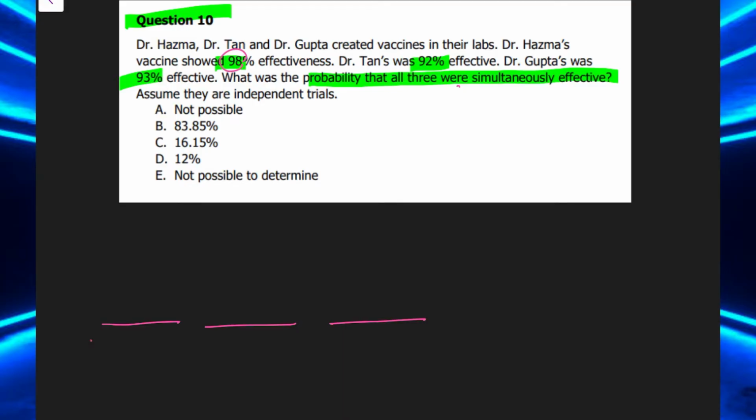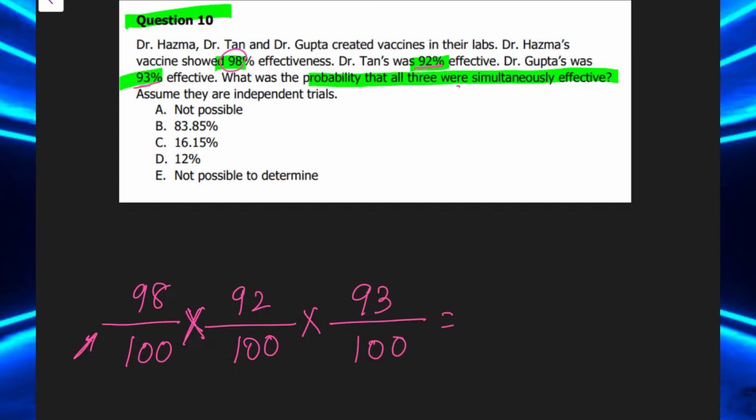So the probability of the first experiment to be successful is 98 over 100. But also because we want the other experiment to be successful at the same time, you have to multiply by the other experiment, 92 over 100. That's the probability of the second experiment to be effective. And similarly, for the third experiment to be effective, we need this. Now, as we can see, this is a huge calculation to work out, and we don't actually need to work it out. Looking at the answers, we can eliminate some options. So these 2 options are gone.